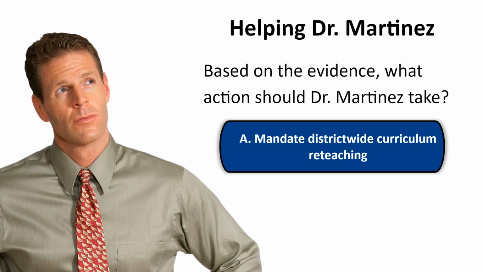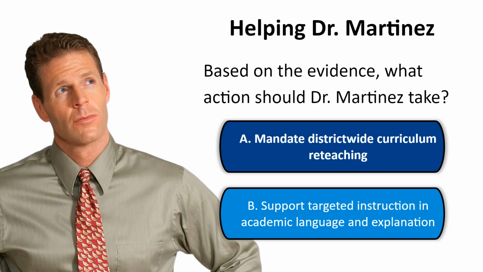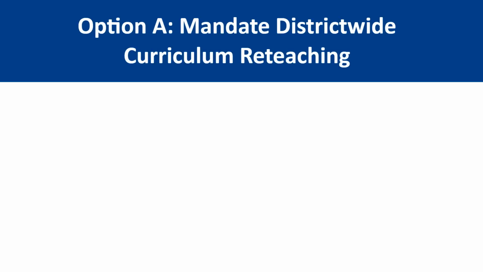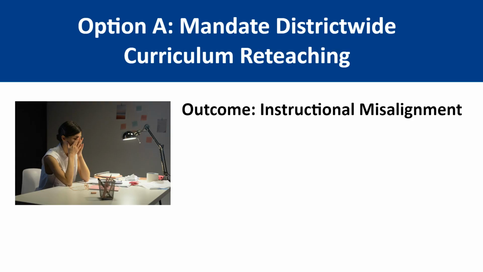One option is to mandate broad curriculum reteaching across grade levels, signaling urgency and action. Another option is to support targeted instructional strategies focused on academic language and written explanation, addressing the specific need identified in the data. Let's explore further each of these options. Option A, mandate district-wide curriculum reteaching. The outcome of this decision is instructional misalignment.